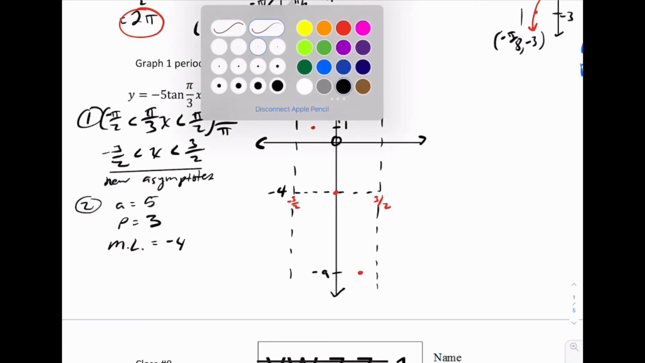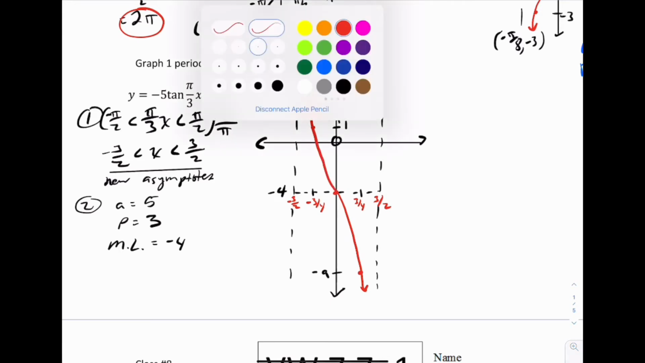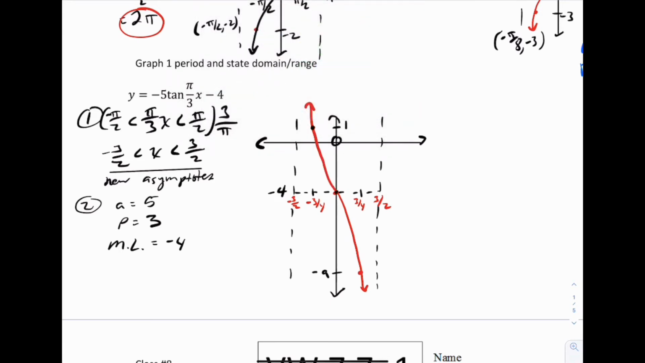And notice I forgot to scale these, so I'll put this down really quick. If that's 3 over 2, this should be 3 over 4 and negative 3 over 4. And there we go. Let's put our cubic curve in. And let's write those points down. Negative 3 over 4, positive 1. 0, negative 4. And 3 over 4, negative 9.